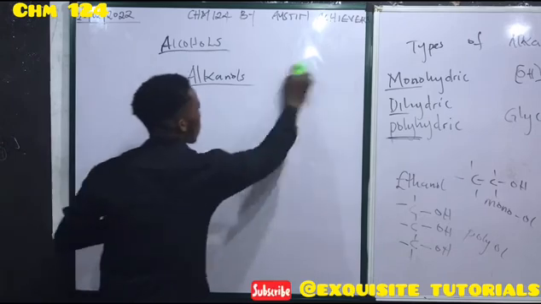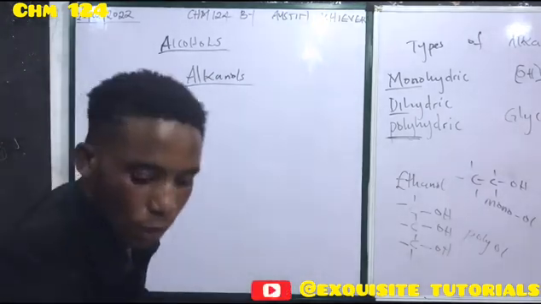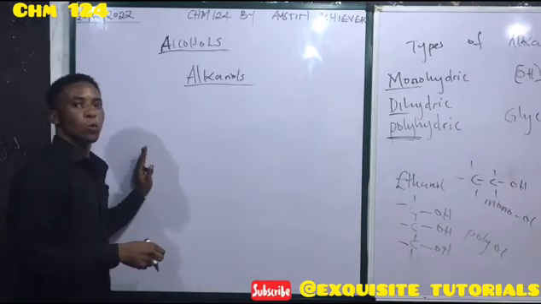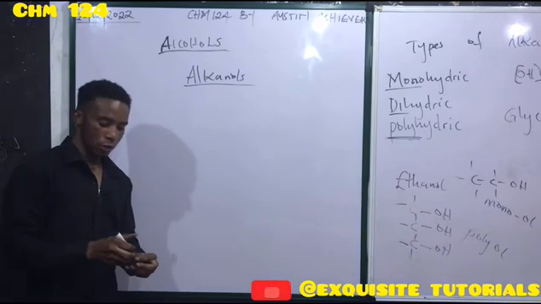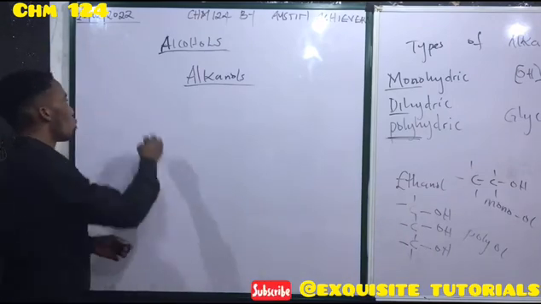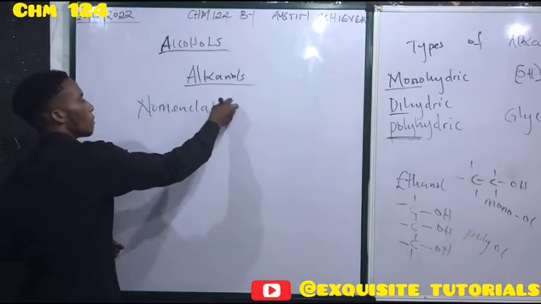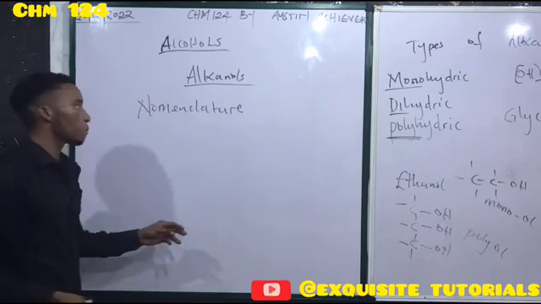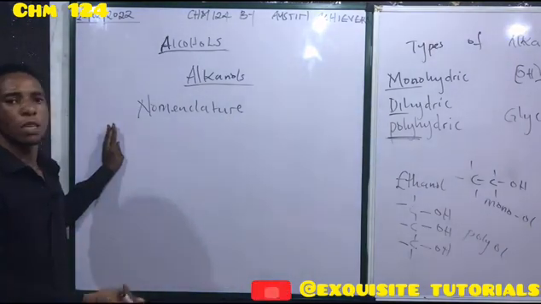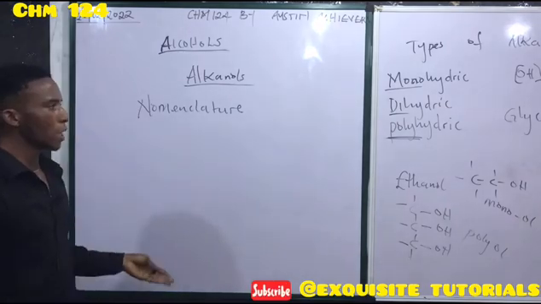Let us talk about names. How do we name this compound? Now, anybody listening to me right now will agree with me that in organic chemistry, 65% of your examination comes from what's known as nomenclature. What's nomenclature? The naming of this compound. What are the names given to them?